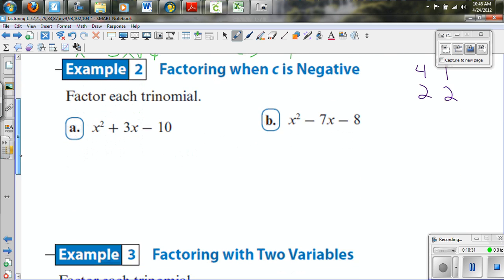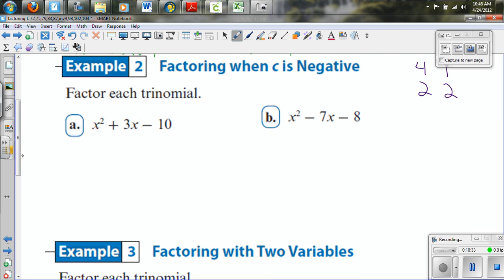All right. So, factoring when c is negative. You notice in those first ones we had a positive term here. Now we have a negative term. And so we're still going to factor it the same way we factored it. But this time, one of them has to be positive and one of them has to be negative.